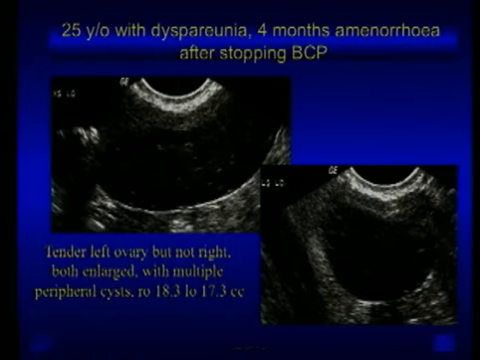Here's a 25-year-old who came in for dyspareunia and on examination had this enlarged left ovary, which was the area of focal tenderness and was the cause of her dyspareunia. Quite typical enlarged ovary with peripheral follicles seen on long axis and on transverse scan. So this is polycystic ovary disease.